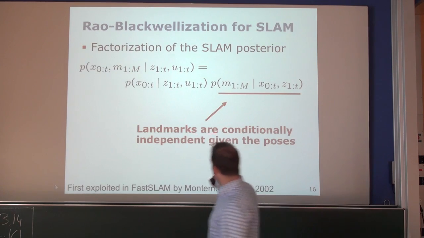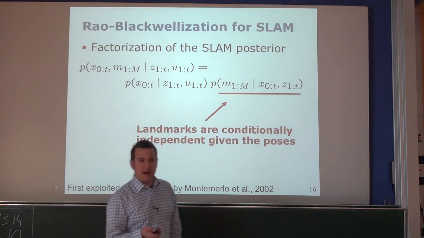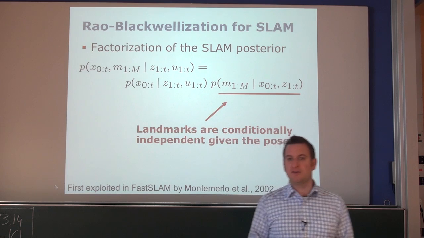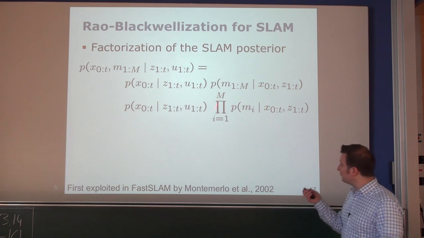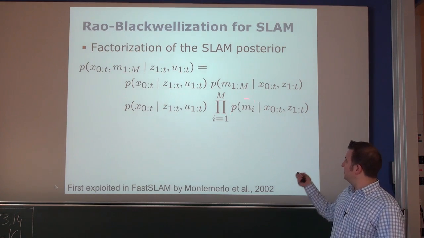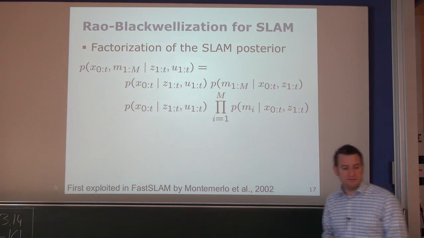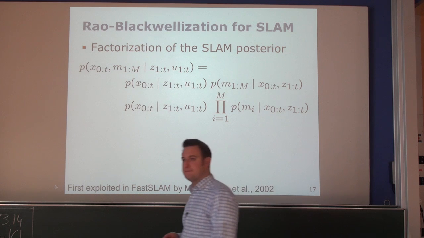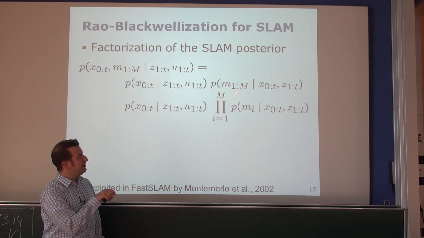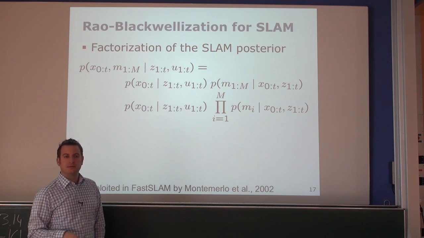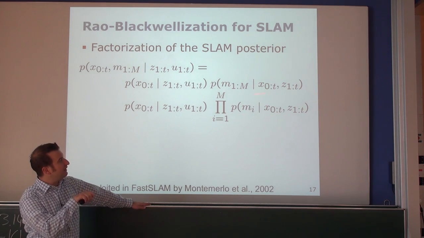Okay, so I know that these landmarks are independent of each other now, given the poses. So I can split that up into a product of probability distributions over the individual landmark locations. This turns into a product over m landmarks of p of m_i, the individual landmark, given the poses and given the observations. In which way is this a dramatic simplification to go from here to here? Why is it substantially easier to do it this way compared to that way?